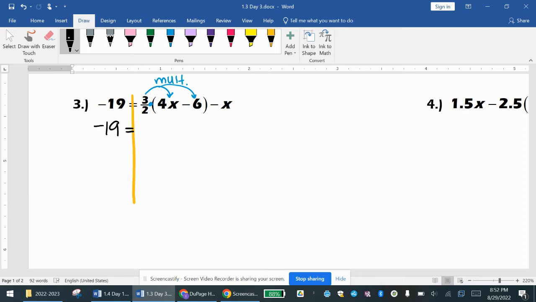Okay, so 3 halves times 4. Remember, you can pause the video at any time. You should get 6x. Then 3 halves times -6. You should get -9. Okay, so it's a good time to pause the video and practice putting that in your calculator if you need to borrow or use a calculator.